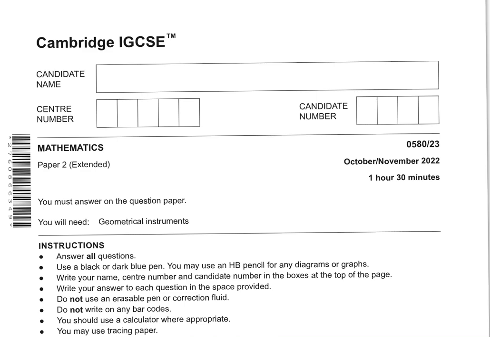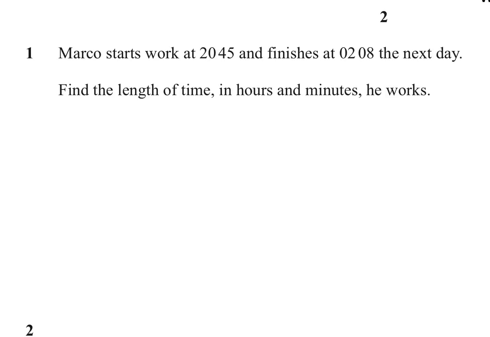Bismillah. Today I'm going to solve Cambridge IGCSE Mathematics Paper 2, October-November, Variant 3. Now number 1.